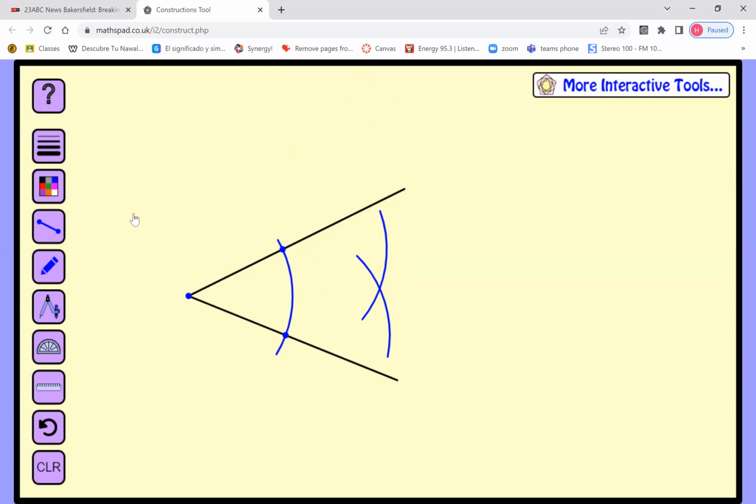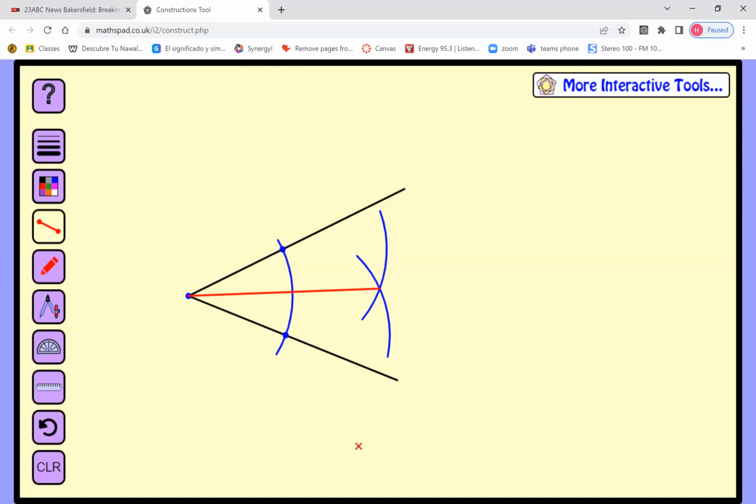Now in red, I think I'm ready for the final work here. In red, I'm going to connect my vertex. I'm going to do a segment from my vertex that goes through this intersection, or I can stop there. Now this segment, this red segment, it cuts my angle in half. It does the angle bisect.